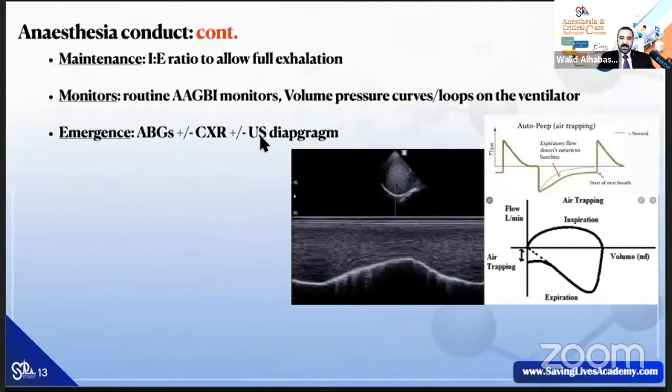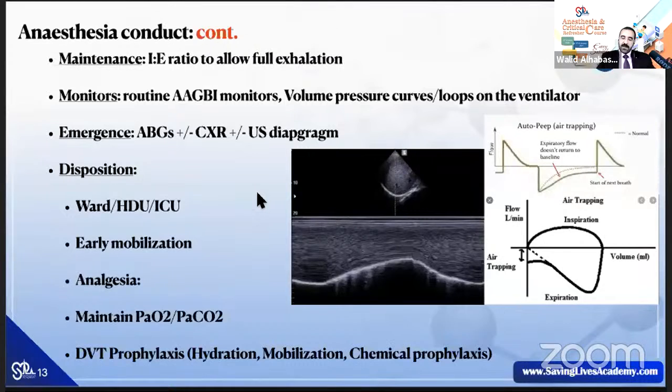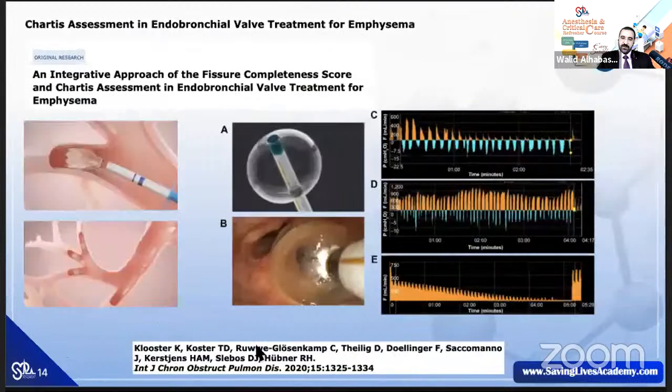You can add ABGs and chest X-ray as well to see if there is any ruptured bulla or anything as a cause from his COPD. As for the disposition of this patient, I prefer this patient to be in HDU, high dependency unit, if they are GOLD 3 or 4. Sometimes you need even to send them to the ICU, mechanically ventilated, intubated for 1 or 2 days. But keep an eye on early mobilization of this patient, good hydration, good analgesia, allow him to breathe spontaneously as fast as you can and get the tube out as fast as you can. Maintain normal PO2 and CO2. DVT prophylaxis is not only chemical prophylaxis, it's the early mobilization and the good hydration of this patient.